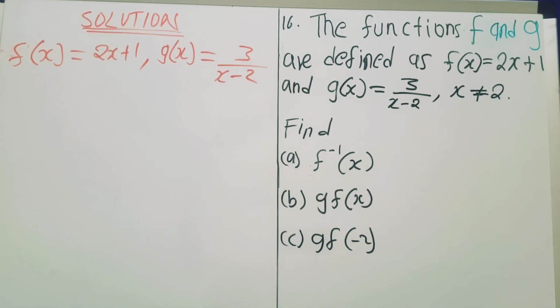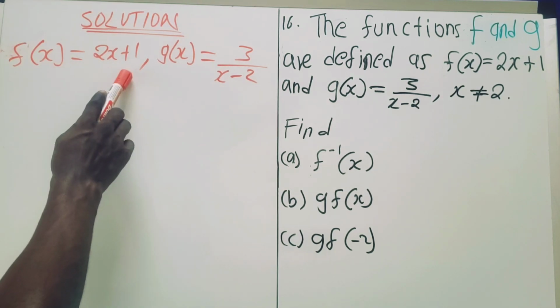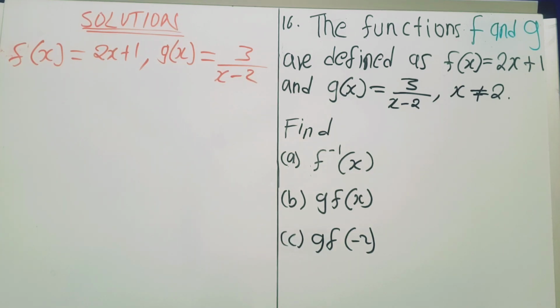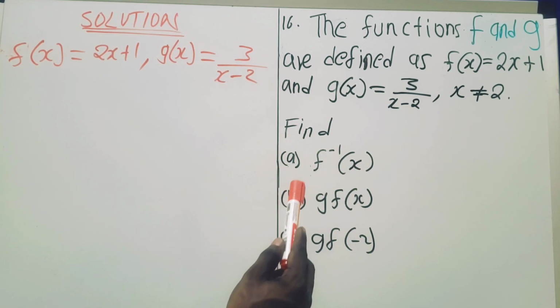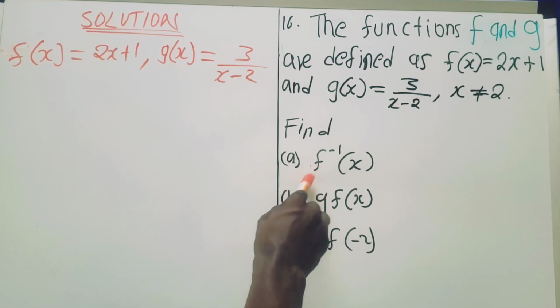Then question A, find f inverse of x. Alright, so we've been given the two functions. f of x is equal to 2x plus 1 and g of x is equal to 3 over x minus 2. So question A is asking us to find f inverse of x.